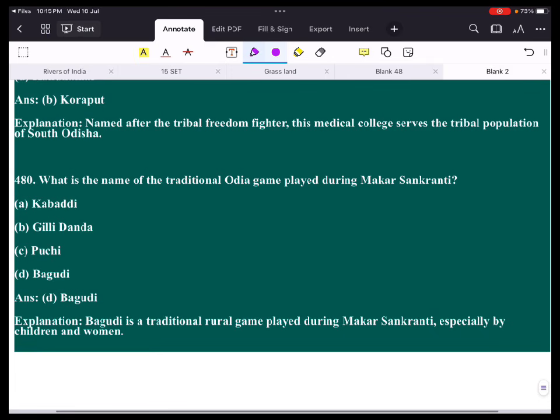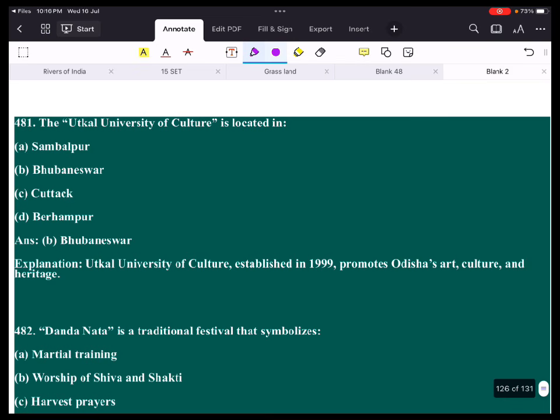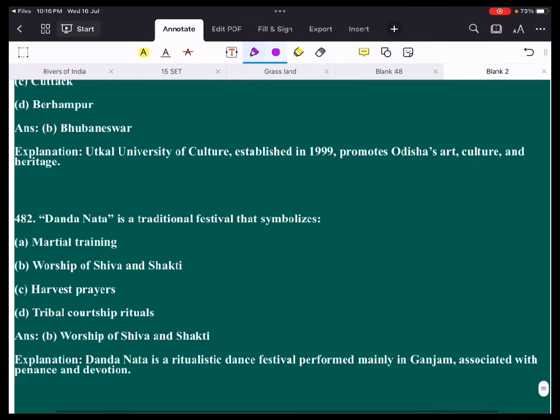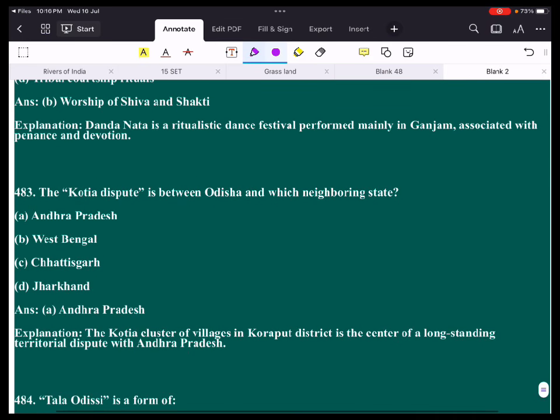What is the name of the traditional Odia game played during Makar Sankranti? That is Bagudi. Option D. The Utkal University of Culture is located at option B, Bhubaneswar. Danda Nata is a traditional festival that symbolizes worship of Shiva and Shakti. Option B.